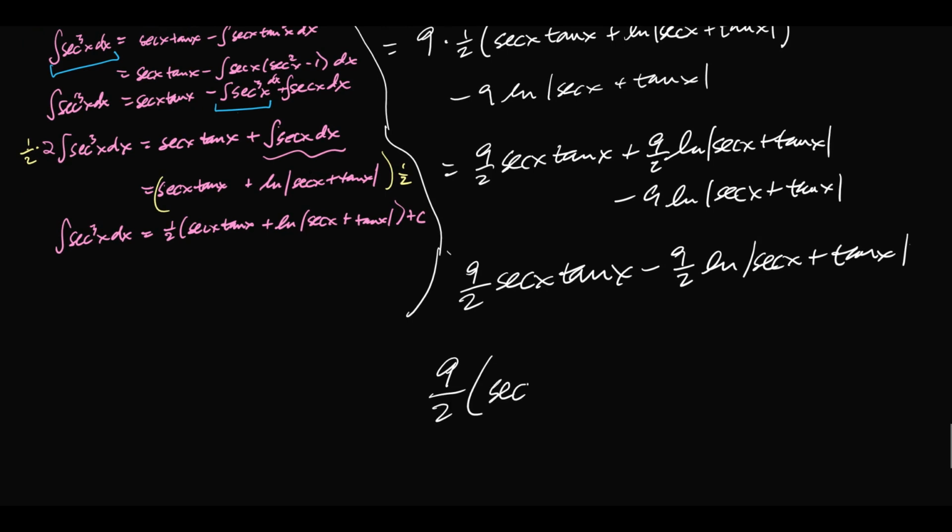And so you can pull the 9/2 out and finish this up. This is 9/2 times secant x tangent x minus natural log of secant x plus tangent x, and then plus c, and that finishes it out.